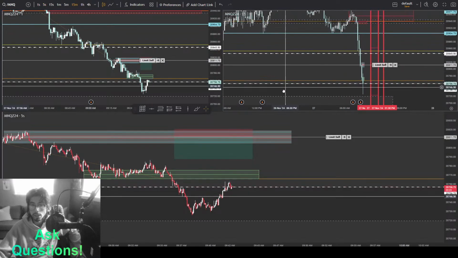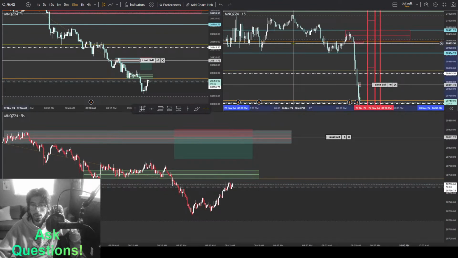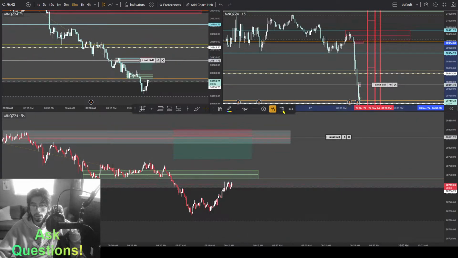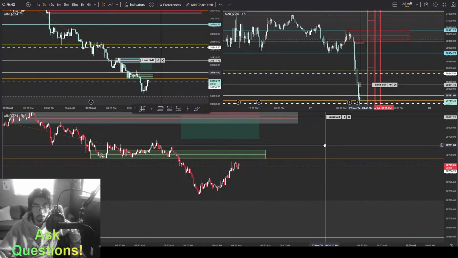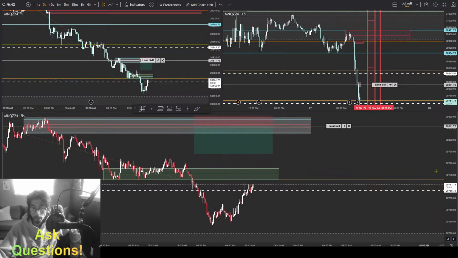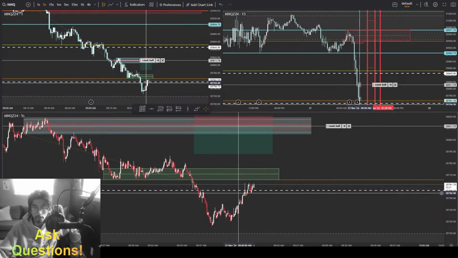I can catch it actually. Let's see. Yeah. Boom. Okay, awesome. So I don't need that zone in the back anymore. I just now understand that this is the bottom of that 15-minute zone.